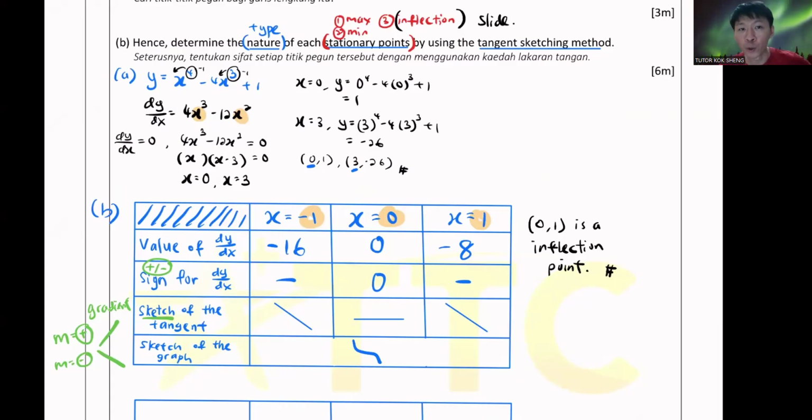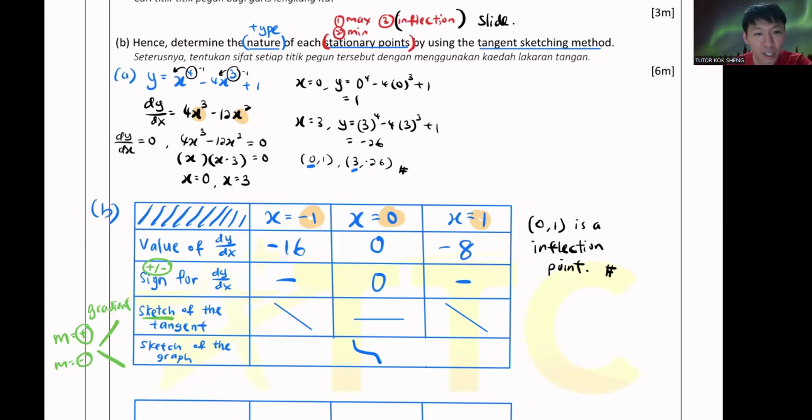In exam, they'll ask you to draw a table. They'll emphasize to use the tangent sketching method. Don't worry, they emphasize. If they never say that, you can go for the d²y/dx² method, differentiating one more time. That method is for when the question never says which method to use. The tangent sketching method, the question will tell you. Just have to memorize, you have to find these four things.